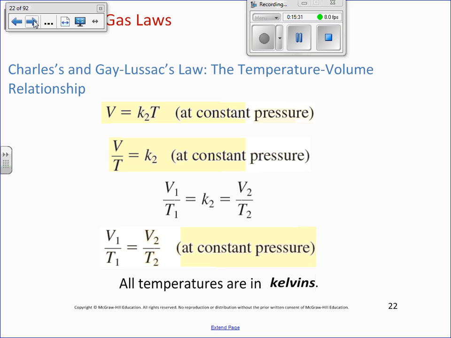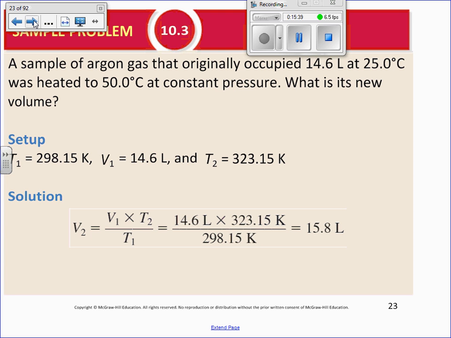And this is a constant pressure. So here you have a sample of argon gas that originally occupied 14.6 liters at 25 degrees Celsius. You heat it to 50 degrees Celsius at constant pressure. Well, you're heating it, so you expect the volume to be increased. So now you've got to identify T1 is 298.15.